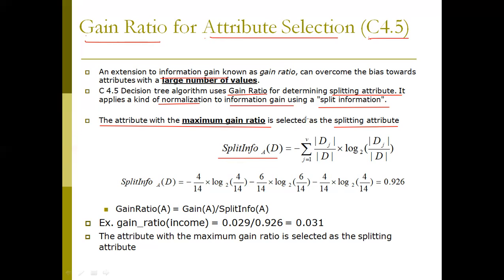Next, let us see this formula of split information. The split information for an attribute A of D, where D is the data set, equals minus sigma j equal to 1 to v, of the cardinality of Dj by the cardinality of D, into log base 2 of the cardinality of Dj by the cardinality of D. This is the formula for the split information of a particular attribute under a data set.